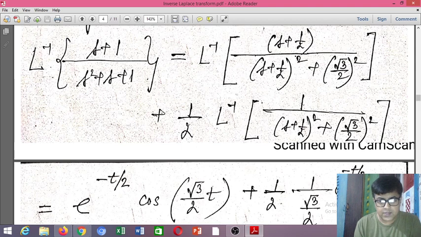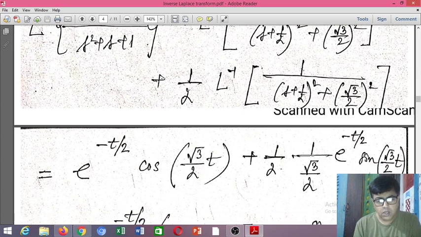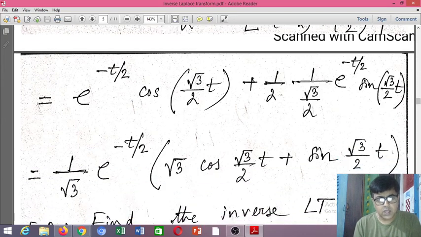Similarly, you will get the second term. The second term is L inverse of 1 by s square plus a square, which is sine. Again here you see a shift has taken place, s plus half whole square. So you have to keep that in mind, which means you have to multiply sine with e to the power minus t by 2. You see, I have done that here. And don't forget, L inverse of 1 by s square plus a square is 1 by a sine at. Then 1 by a must be there. A being root 3 by 2, it's 1 by root 3 by 2 or 2 by root 3, same thing, multiplied by sine root 3 by 2 t. So now on a bit of simplification, if you like, you can take 1 by root 3 into e to the power minus t by 2 common.